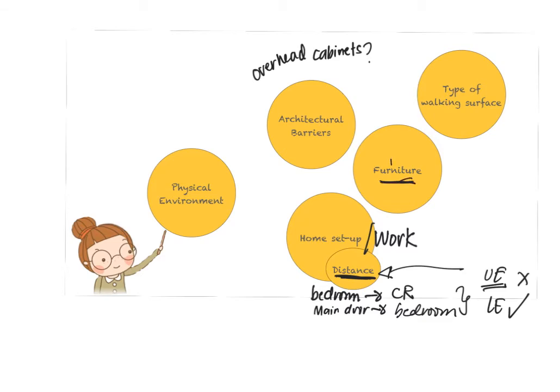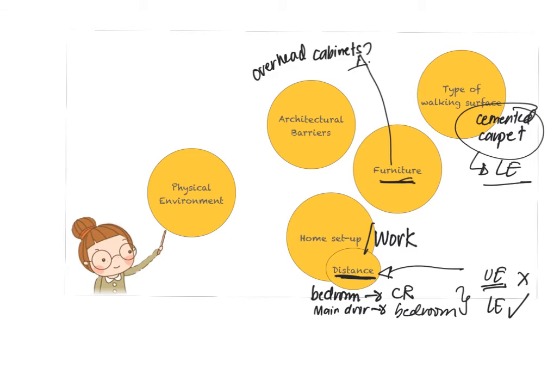Furniture, okay, pwede rin related dito yung overhead cabinets. Or type of walking surface, is this cemented? Okay, is this carpeted, whatsoever? Well, of course, this one will matter if your patient has a lower extremity condition also. Okay, so you only need, again, to ask relevant questions. So if you have an upper extremity condition, then you don't need to probe on activities or architectural barriers concerning the lower extremity. Okay, only focus on the affected extremity.